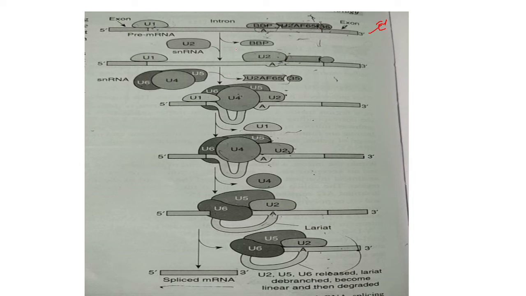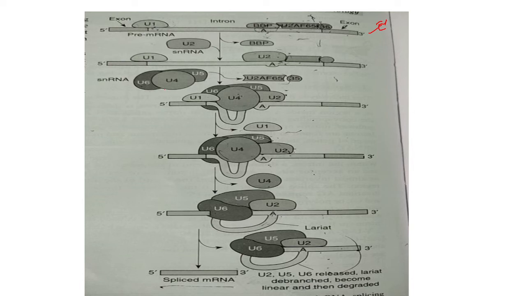Moving to the next part, what will happen here? Next, U2 snRNA will come and replace the BBP and bind here. You can see in this diagram that the U2 has replaced the BBP, that is splicing factor 1, and of course with the help of ATP. Up till now this is clear. This is known as the pre-spliceosomal complex. Next comes the trimer.